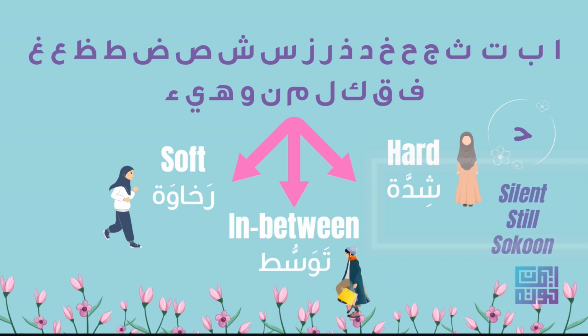There are different exits for different letters. There are different characteristics for these letters, but we are going to concentrate on these three characteristics. All the letters in the Arabic language are divided on these characters. So these three characters include all the letters, meaning that each letter must belong to one of those three characters. But what are these characters? What are they?